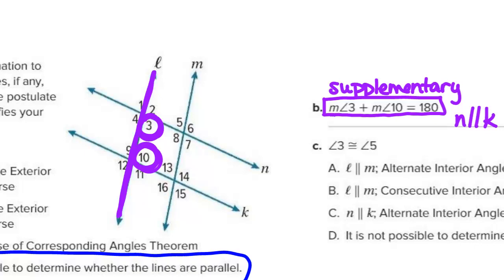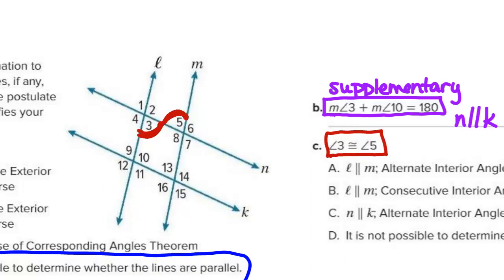All right, last one on this check, part C. This one tells me that angle 3 is congruent to angle 5. So here's angle 3, and over here is angle 5. What's the transversal that connects those 2 angles?